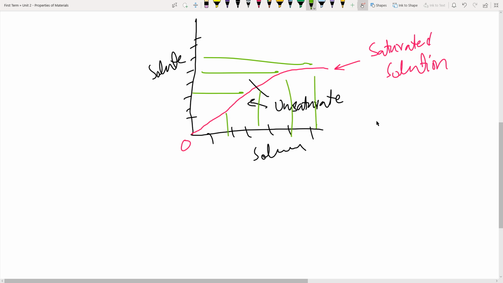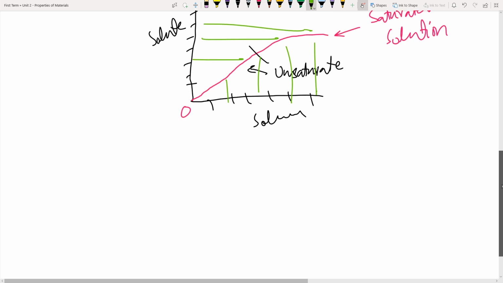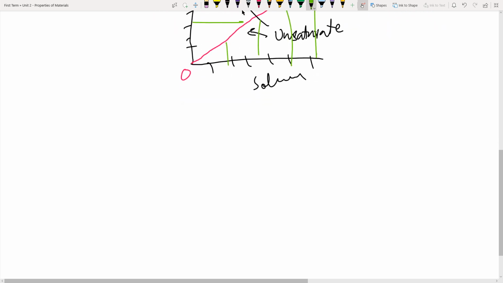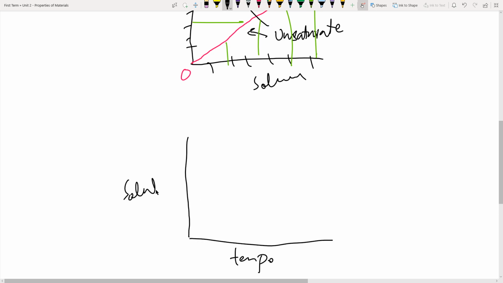I'm increasing the solvent as well, but after a while, if I don't increase the solvent, it won't be able to dissolve much solute, right? That is what we call a saturated solution. And if I draw a supersaturated solution, let's just say I plot it against temperature now, temperature and solute, right?